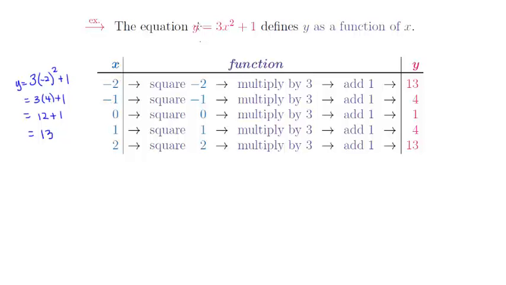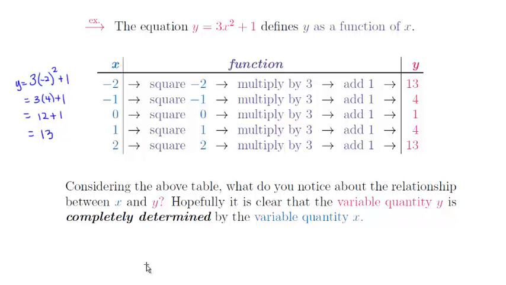Let's take -1. If we square it, multiply by 3 and add 1, we achieve 4 as our output. Likewise, substituting 0 in for x, we get y being 1. Substituting 1 in for x, we get y being 4, and substituting 2 in for x, we get y being 13 again.